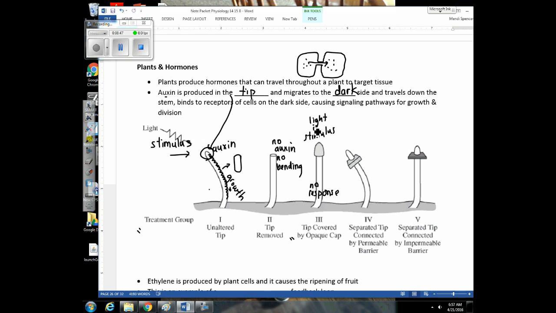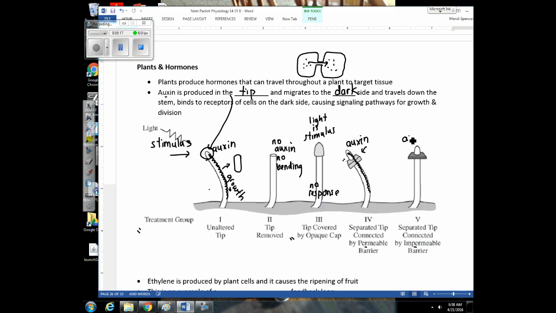We've put a membrane here, but that membrane is permeable. Then we replace the tip back onto this membrane. We have the tip present. We have the stimulus. We have light that can be received by these cells. So these cells can produce auxin, and since this barrier is permeable, the auxin can travel through that barrier, and then it can cause those cells to elongate. This is showing you that we cut off the tip and we separated it by an impermeable barrier.